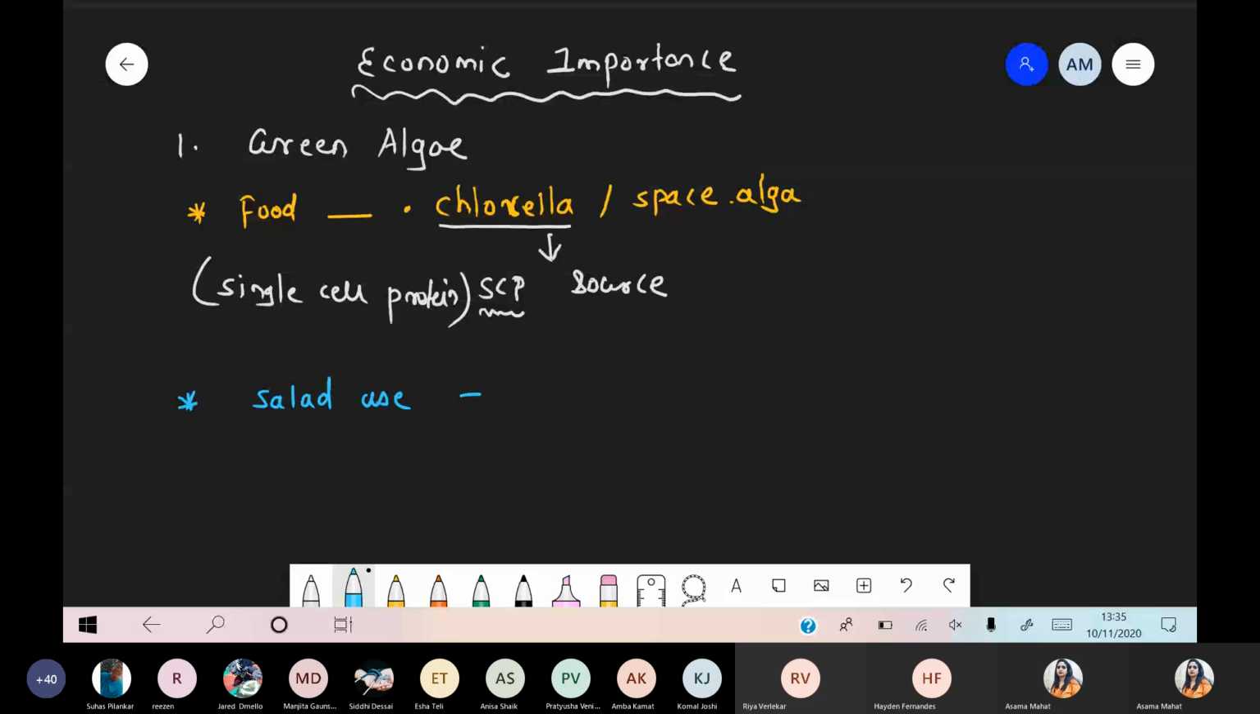As a salad, we will use this. An example is Ulva. Okay, so we are taking two examples. Number one, Chlorella, because Chlorella is a very common example, and another example, Ulva, used as a salad, specifically.